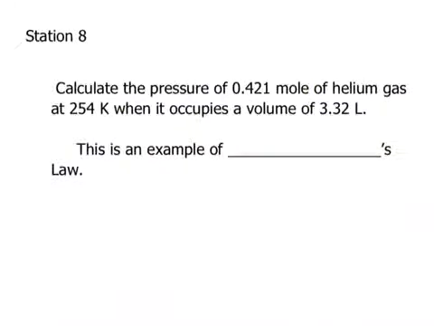All right, next problem here is station 8. So this says calculate the pressure. So we see that we're looking for pressure. That's what the question mark is. We are given 0.421 moles, this equals n, helium gas, 254 K, this is my temperature. And it gives me my volume, which is 3.32 liters.